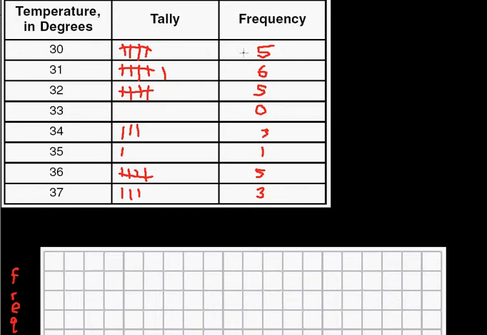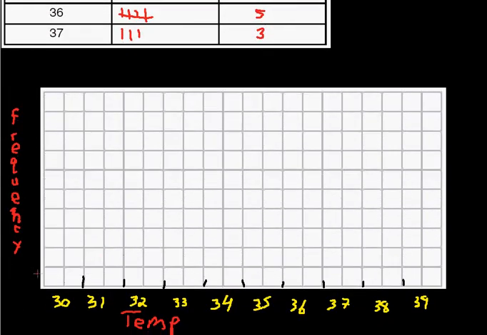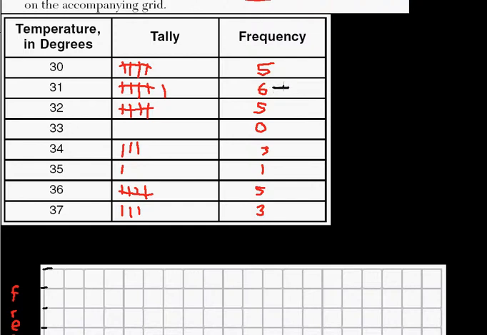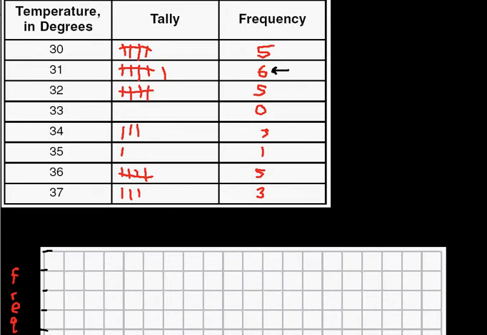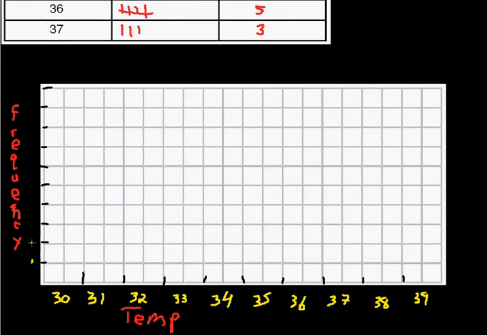So for 30 degrees, we've got 5, right? So for 30 degrees, we just go up, and we'll count these by 1. 1, 2, 3, 4, 5. Well, how many do we have? 6, 7, 8, 9, 10, and the most we had was 6, so we really can't use a scale of 2. We'd best use a scale of 1. So let me put that down there. 1, 2, 3, 4, 5, 6, 7, 8, 9, 10.